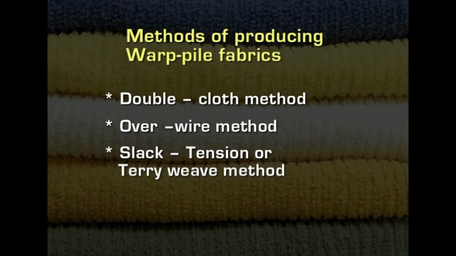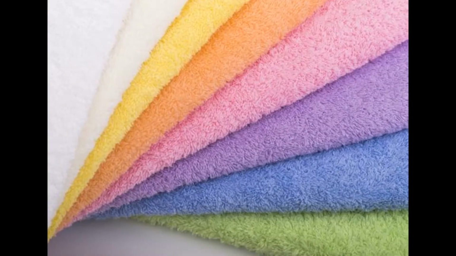And then coming to the third method of producing warp pile fabrics, that is the slack tension or terry weave method, which is a very common method for producing turkey towels. We call it a turkey towel, especially because it is used for having more absorbency. So, generally the pile yarns used here are low twisted, in order to facilitate more absorbency. And also this is an inexpensive method of pile weaving.